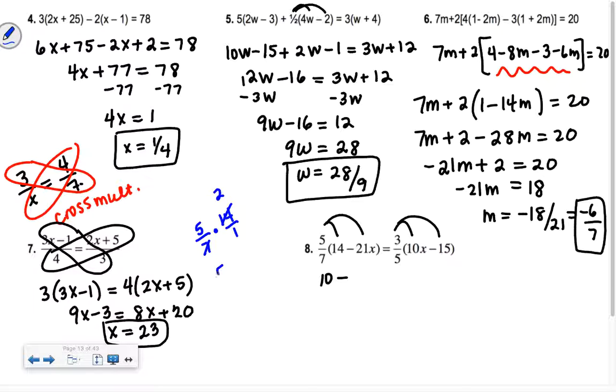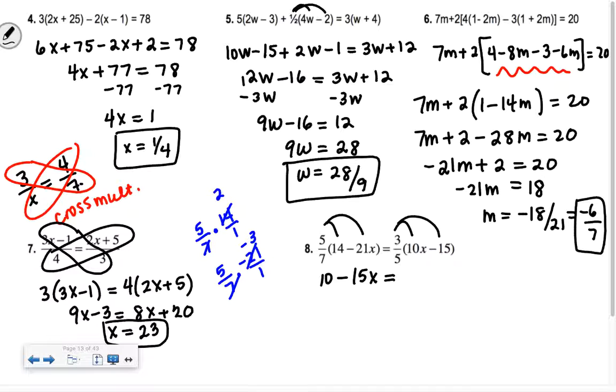The next one is going to be 5 over 7 times negative 21. Do you see how the 21 and the 7 reduce to be 3? Negative 3, really. So 5 times negative 3 is negative 15. Just do things one thing at a time. Are you guys getting good at it in your head?